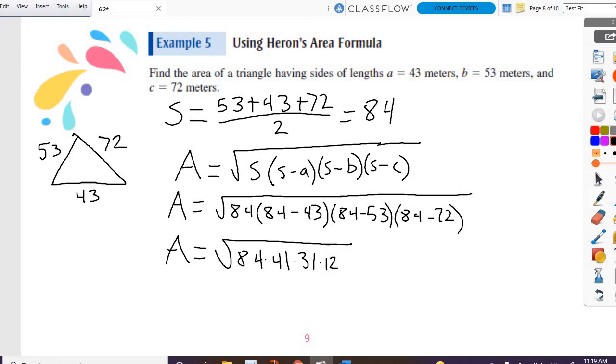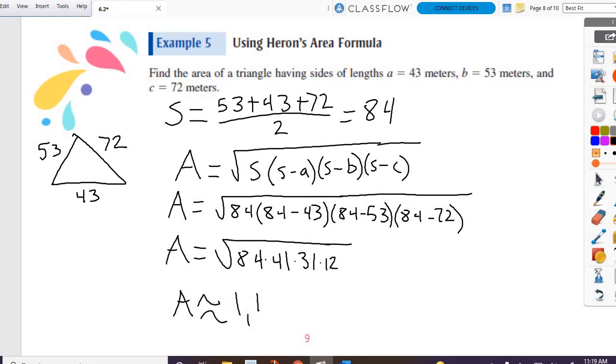Just plug all that in and you'll count. You could. I would be careful about plugging it in on that second step just because that's a lot of parentheses that you gotta be careful about. If you did it from here though, the 84 times 41 times 31 times 12, that would probably be fine. So like I said, you just have to be really careful about those parentheses. Okay? So then what do we get that our area is?